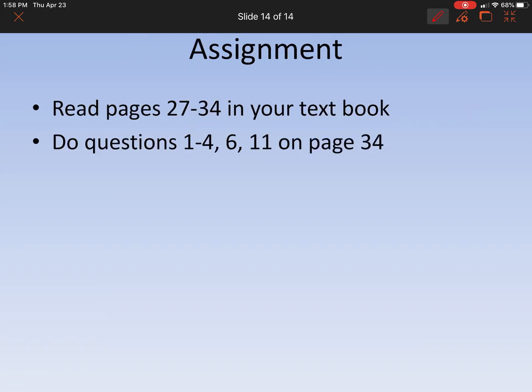Now, your assignment for today, you're going to read pages 27 to 34 in your textbook and do questions 1 to 4, 6, and 11 on page 34. And then I think we're going to have another Zoom meeting so that we can do the corrections together. But I think I'm going to post a couple videos also for you to watch as well as this one, ones that we would have watched in class. Okay, thanks guys.